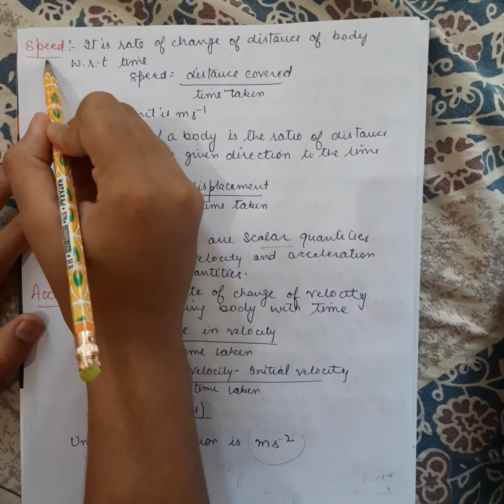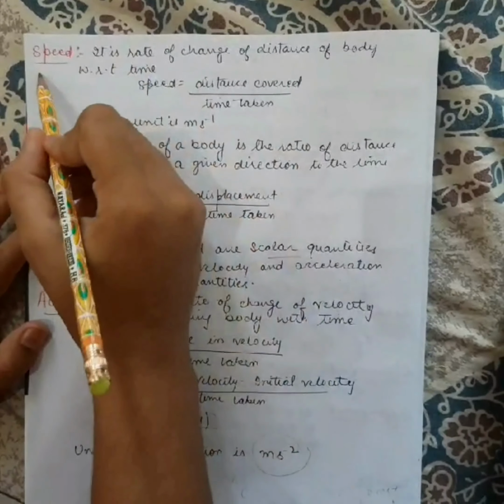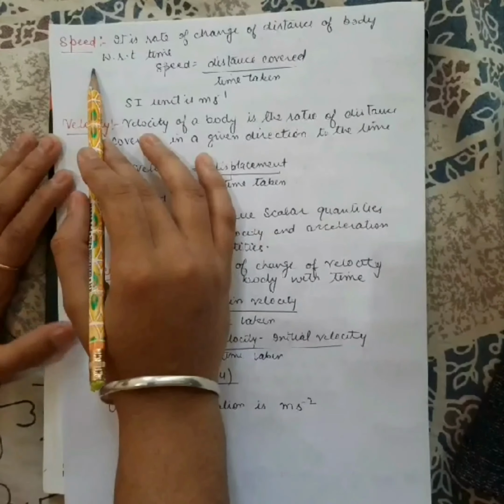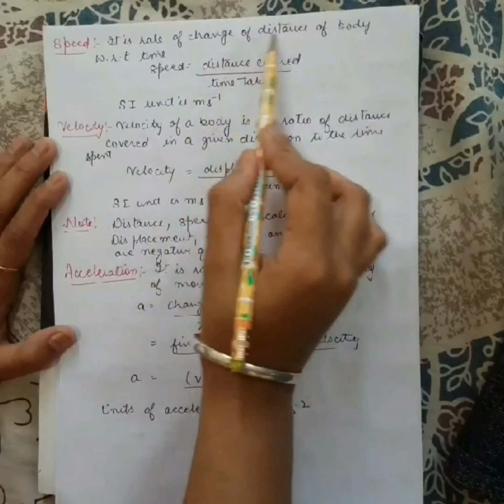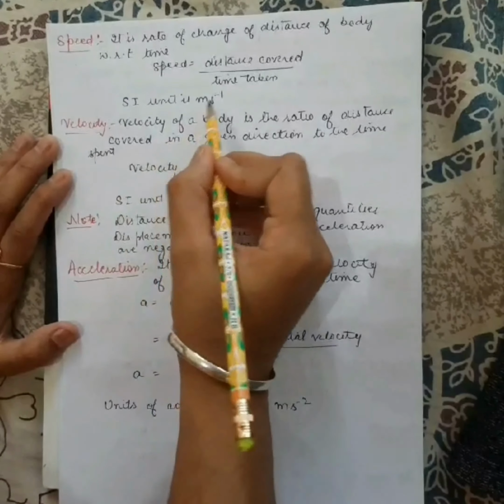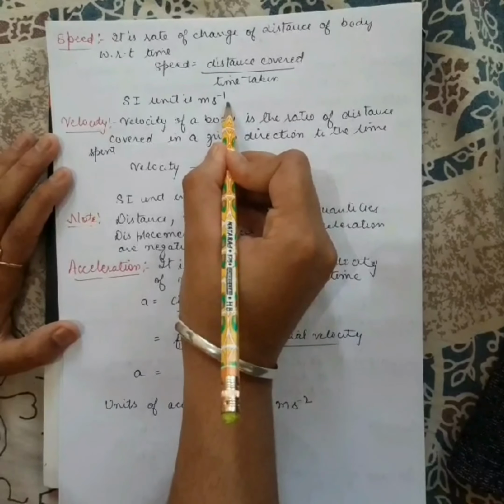Next definition is speed. It is a rate of change of distance with respect to time, that is speed. And the SI unit of speed is meter per second, m s inverse.